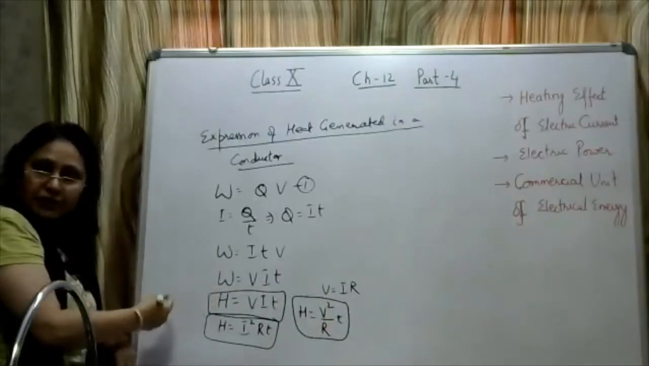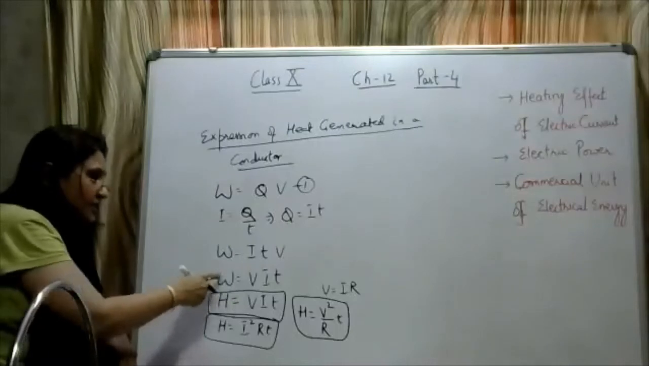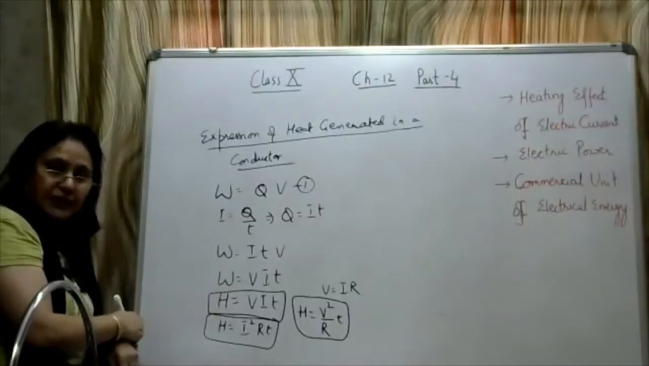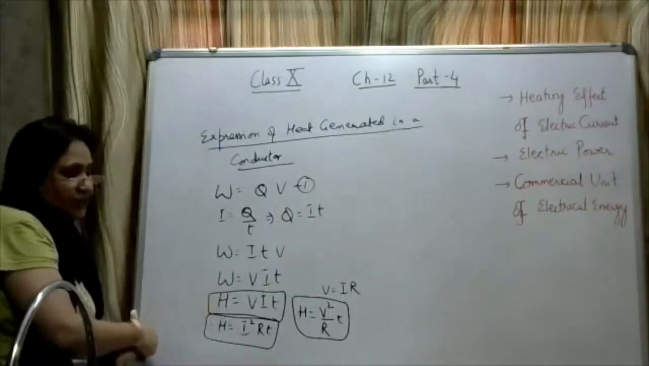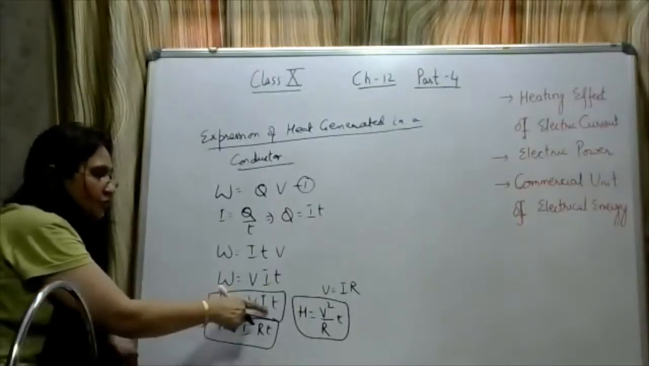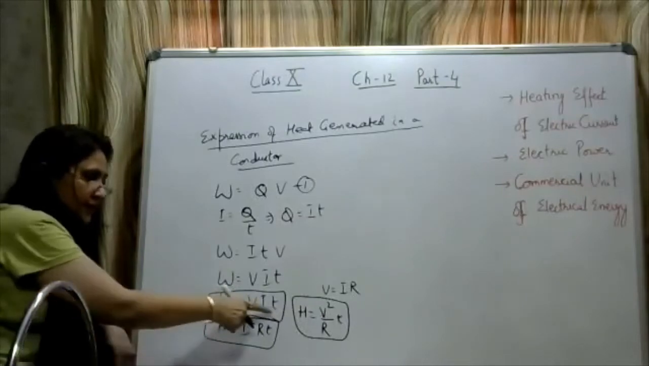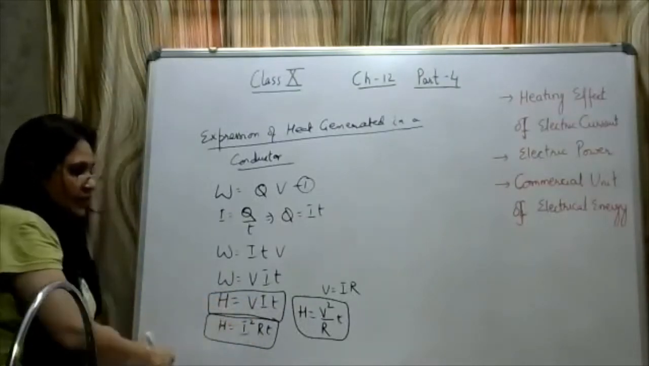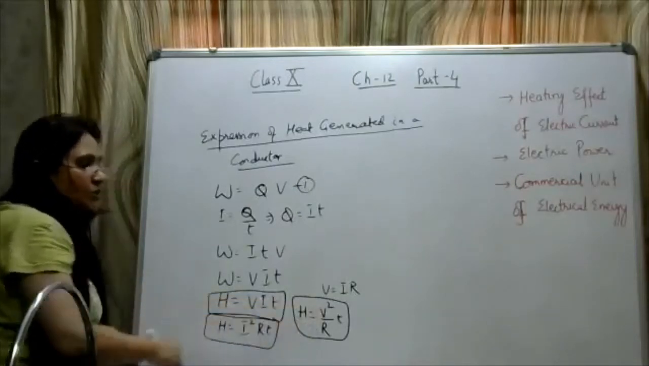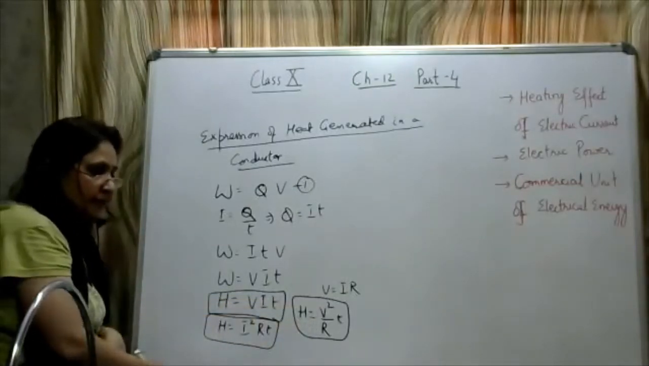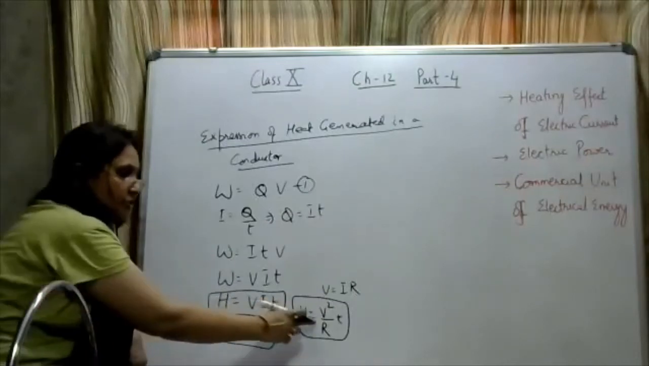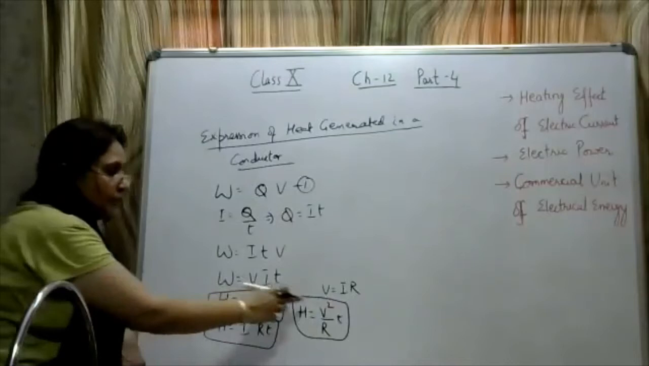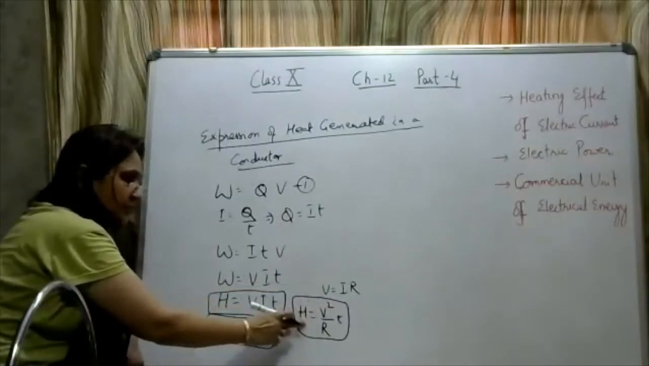The electrical work done, that is, the electrical energy, is converted into the heat energy. This effect we call the heating effect of the electric current, and the expression of the heat energy produced is equal to V into I into T, where T is the time for which the current is flowing. It is also equal to I square R into T, or it is also equal to V square upon R into T. Okay, so here we use this expression when V is constant. When the source voltage is constant, then we use this expression.